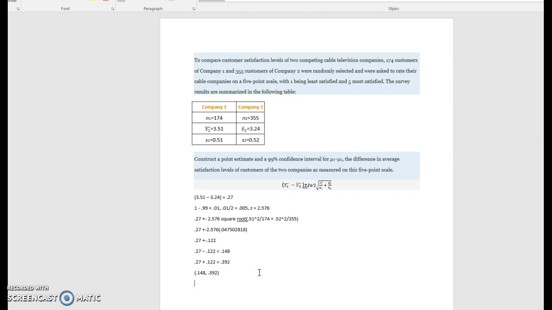All right, so now let's not forget we've got our confidence interval, but we need to state our confidence statement. We are 99% confident, and let's notice this is the difference in average satisfaction levels of customers, that the true difference in average satisfaction levels of customers of these two companies is between 0.148 and 0.392. And there we have it.